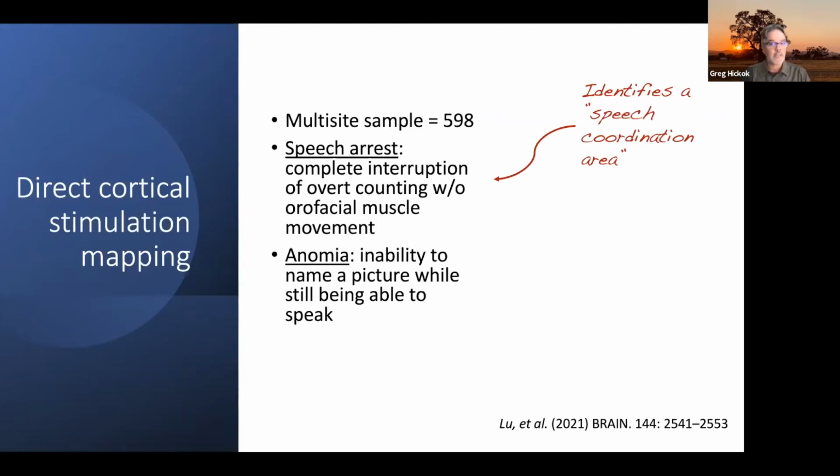So it's not completely like M1. Anomia was the other thing they identified, which is the inability to name a picture while still being able to speak. So patients, for example, would say, "it's..." and then either made an error or couldn't come up with it and so on. So not a speechy problem. So that identifies a higher level language area.